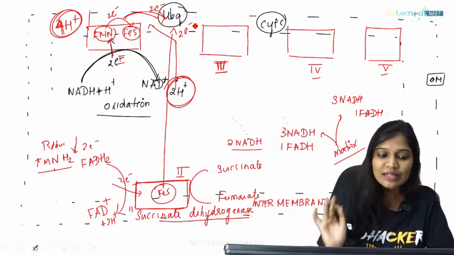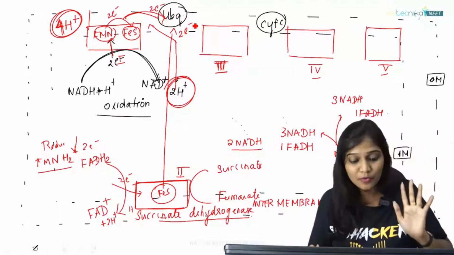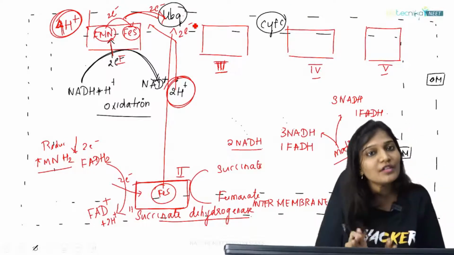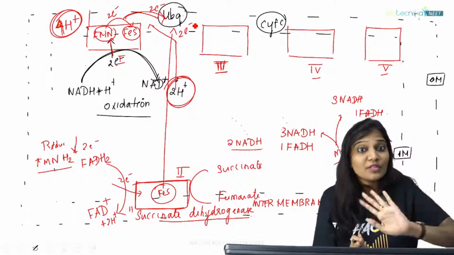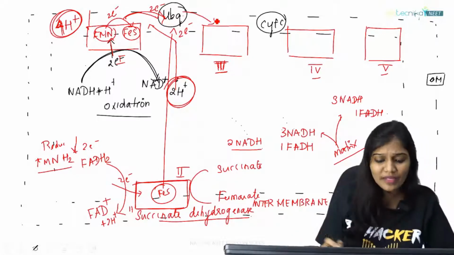Okay, yes. So far we have seen that if the ETC starts with NADH, 4H plus is pumped. But if it starts with FADH2, it will not go to complex 1. It will always go to complex 2. So 4H plus will not be pumped there. Let's do the next. Next, the electron will be given to complex number 3.